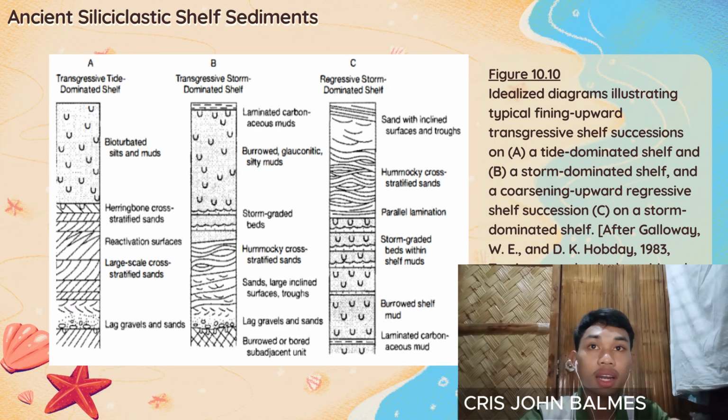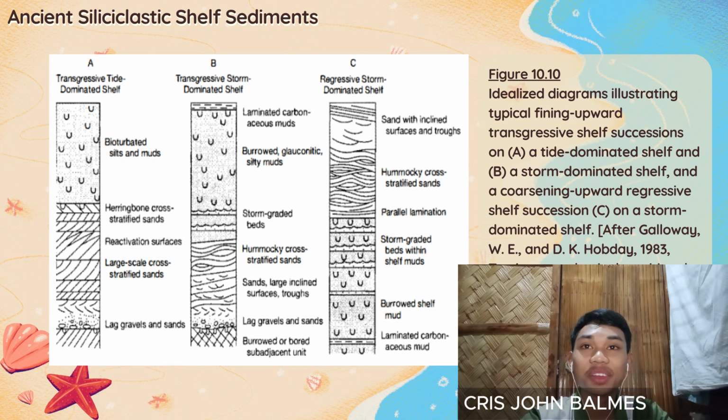So here we have an idealized diagram illustrating the typical fining upward transgressive shelf succession on a tide-dominated shelf and a storm-dominated shelf, and a coarsening upward regressive shelf succession on a storm-dominated shelf. Now, from this photo, can you spot the transgressive and the regressive shelf?